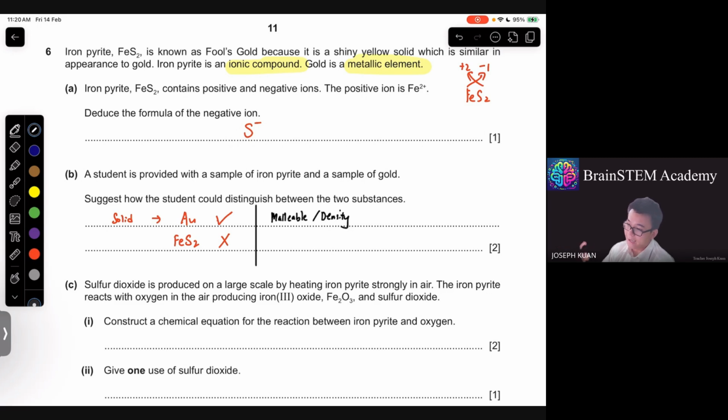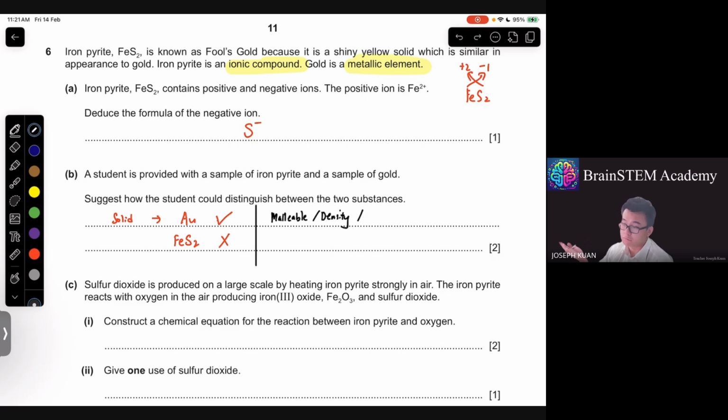You can also talk about adding acid. It has to be a specific acid, like concentrated hot nitric acid, because gold is actually not so reactive. It's less reactive than hydrogen, so you need a very strong oxidizing acid, which I think most students don't know for this syllabus. But some students manage to talk about that in the mark scheme.